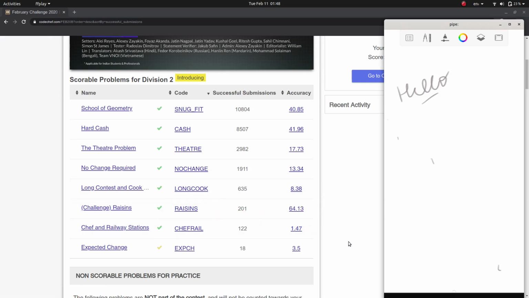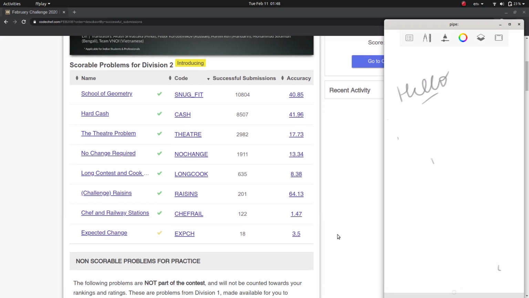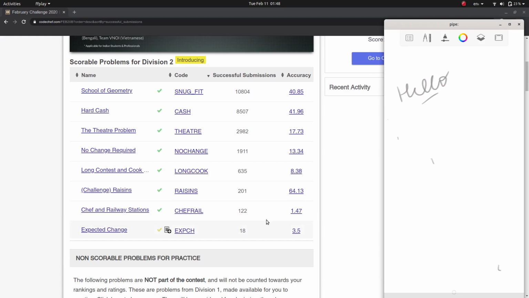You may actually skip this long cook, but I will definitely recommend that you solve this Chef and Railway Stations. This is a nice problem. As you can see, the accuracy is also very low, so you should at least give a very good try on this problem.